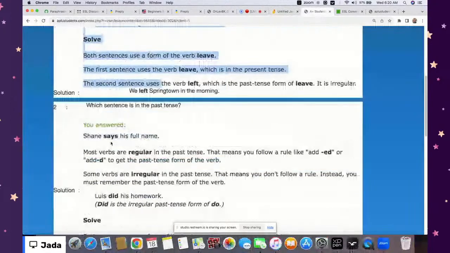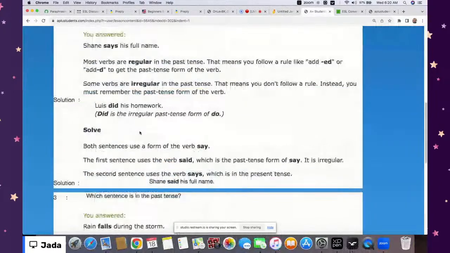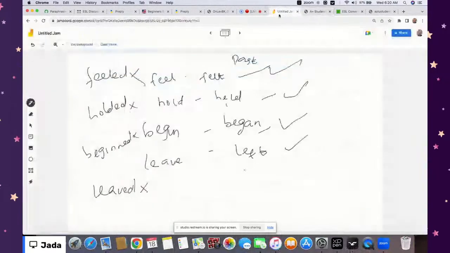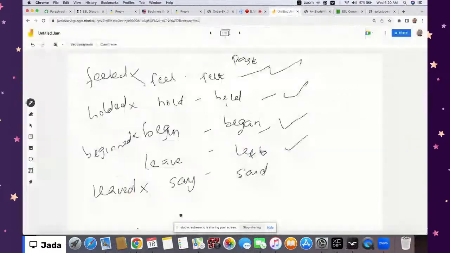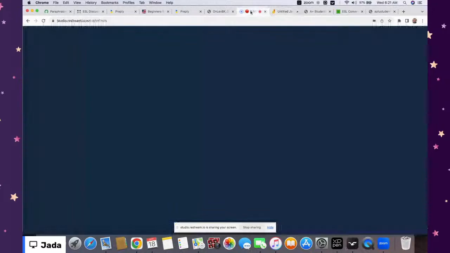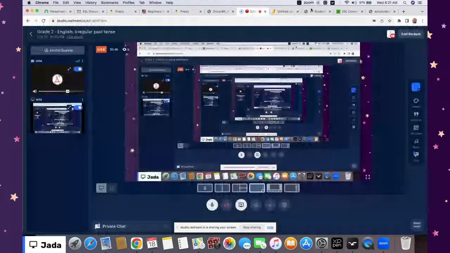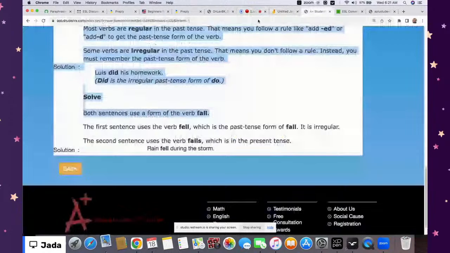So we have says, and it's going to be said. This is the past of say. Then fall, fell. Okay, so that's basically it. It's just like the same thing that we've done so far. So moving on.